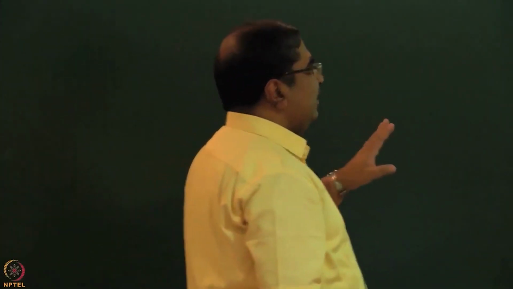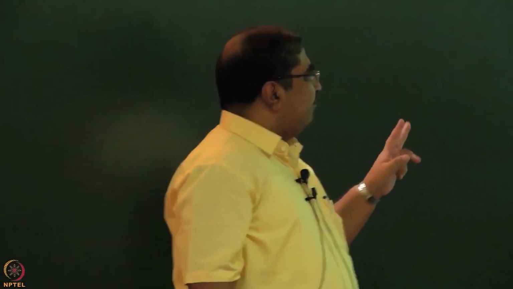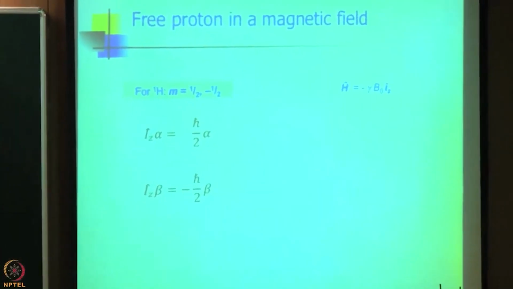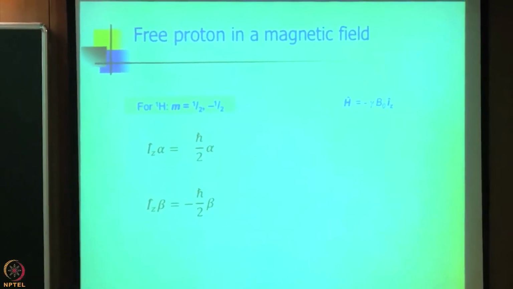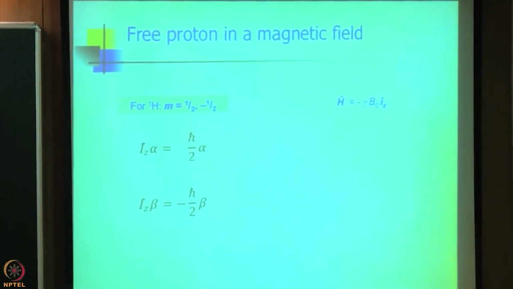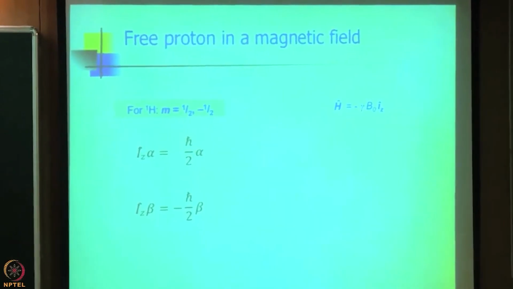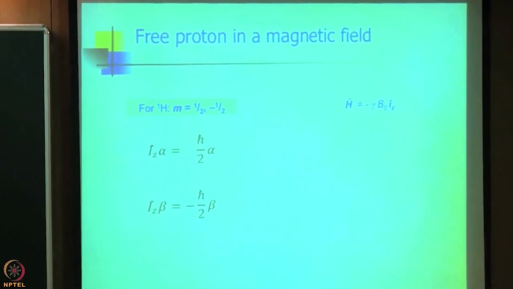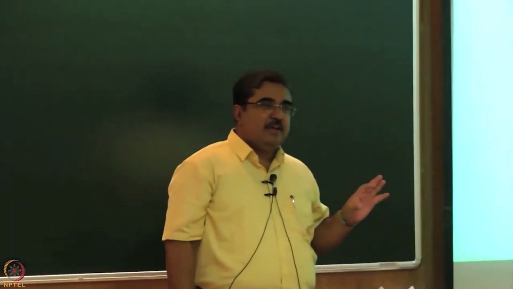So, what we have said is that the spin wave functions for protons are of two types, alpha and beta. Alpha stands for up spin or m equal to half, beta stands for down spin or m equal to minus half. So, we can write these eigenvalue equations where the operator is the Iz operator, the wave function is either alpha or beta, and you have the corresponding eigenvalues h cross by 2 or minus h cross by 2.